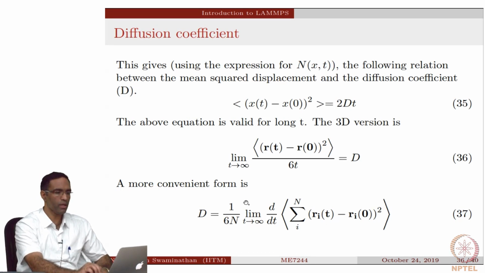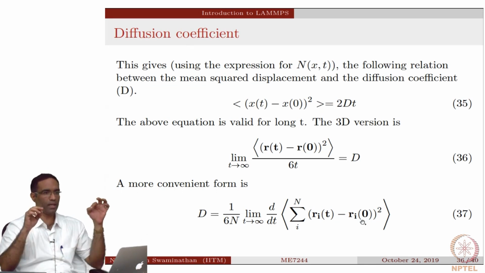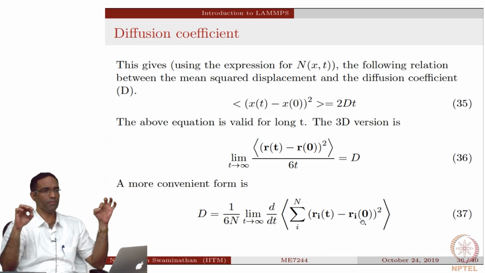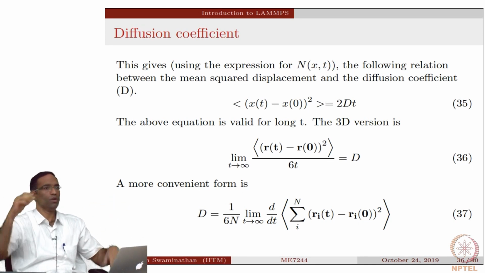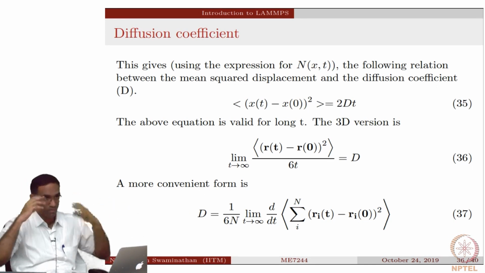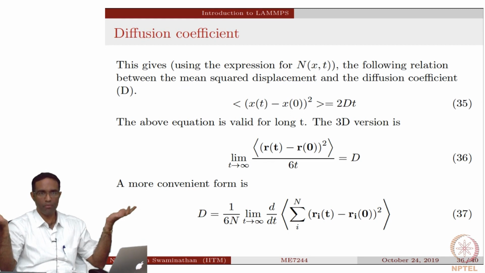So in molecular dynamics, a more convenient form is used where you say 1 by 6n and you plot the mean square displacement. So you basically calculate the current position of an atom at time t from its initial position, right? You calculate the distance that it has traveled, square it, and do this for all the atoms in the system. The basic assumption is that all the atoms are essentially the same, so they would behave essentially the same way, and you get better statistics, right?